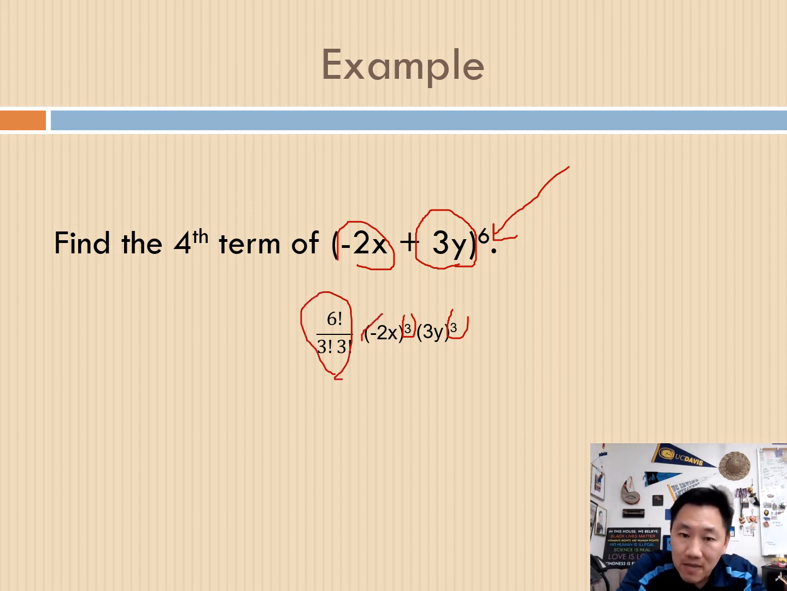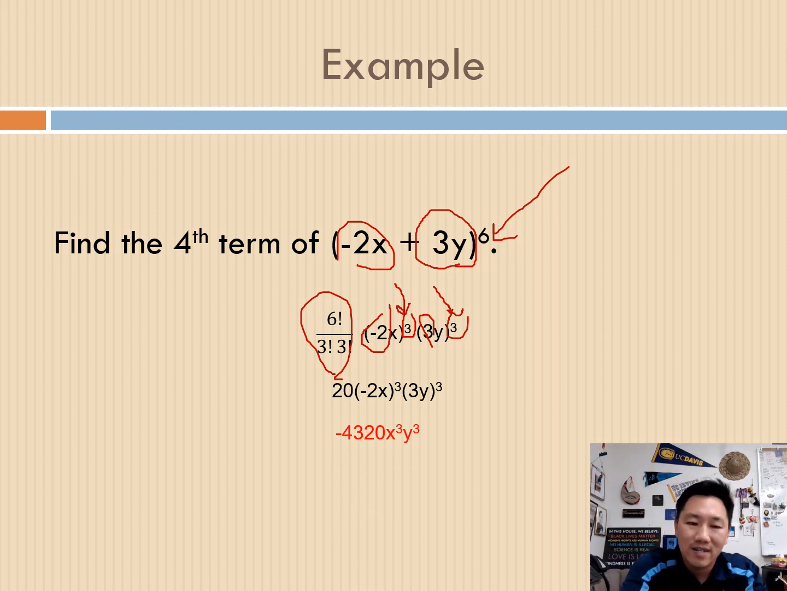Don't forget about the negative 2 to the 3rd power. Don't forget about the 3 to the 3rd power. All of that counts. And then you should get negative 4,320 x to the 3rd, y to the 3rd.